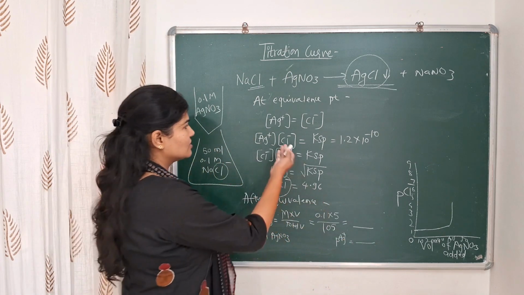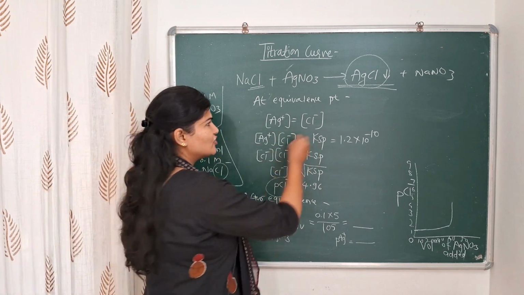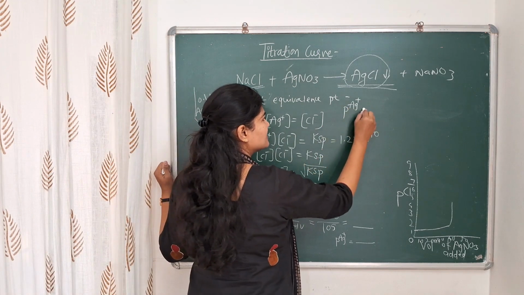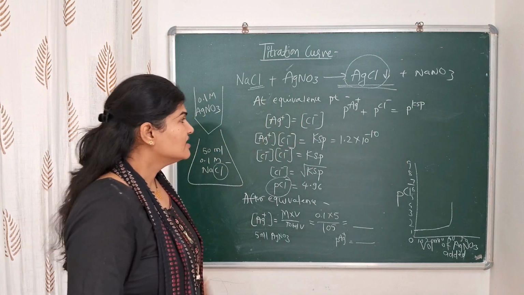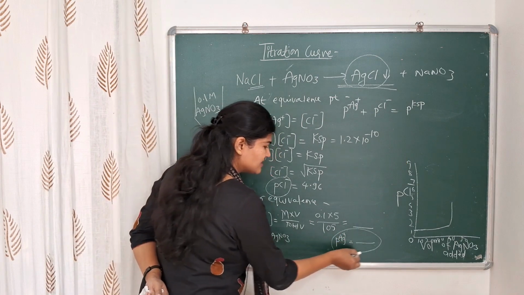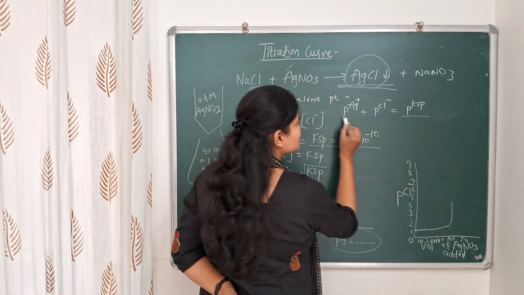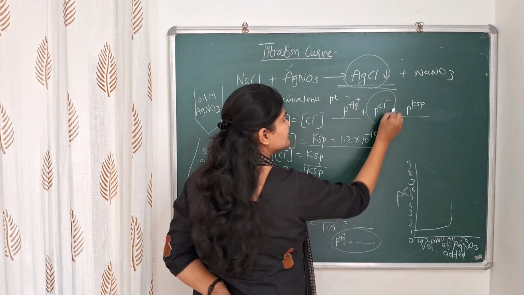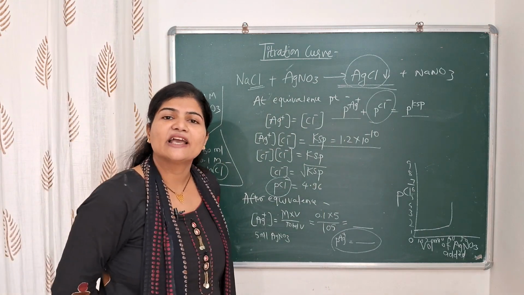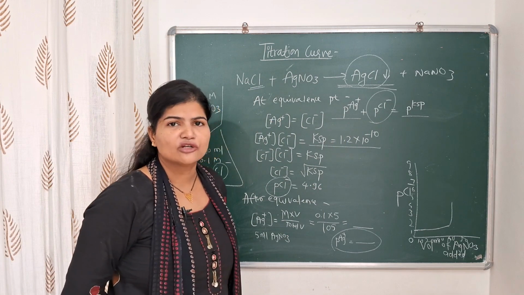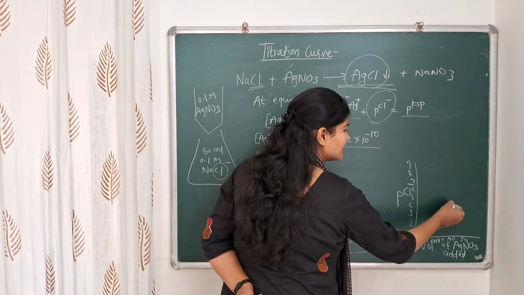And you know the equation [Ag+] into [Cl-] is Ksp. So if I take the negative log of each term, what I'll get? pAg+ plus pCl- will be pKsp. Yes. So if I am getting pAg+, I have the value of Ksp. If I take the negative log of it, I'll get pKsp. So I have pAg+, I have pKsp. I can easily decide my pCl- value. So after equivalence point, chloride ion concentrations will be calculated using the solubility product equation. And then I'll plot that value. And if I plot that, again it will be like this.